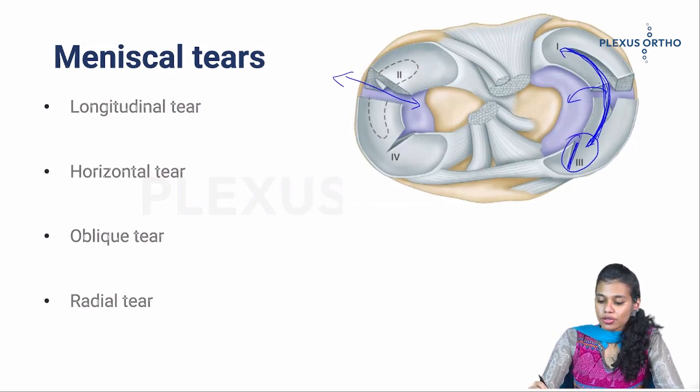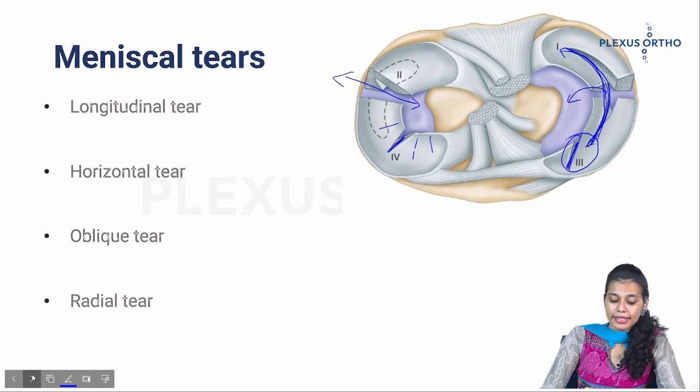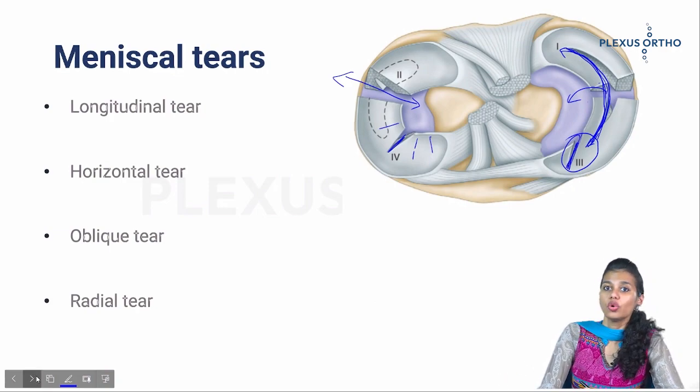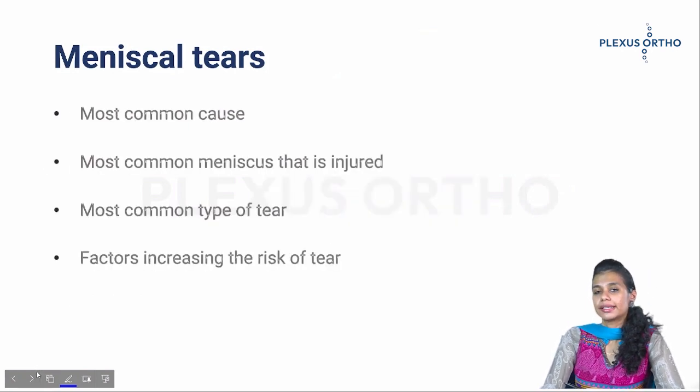Next is a radial tear. So the radial tear is along the fibers in the meniscus, while the oblique tear cuts through it. All these tears will cause a disruption of the hoop stress transfer in the knee joint. So we've already known what the bucket handle tear is.